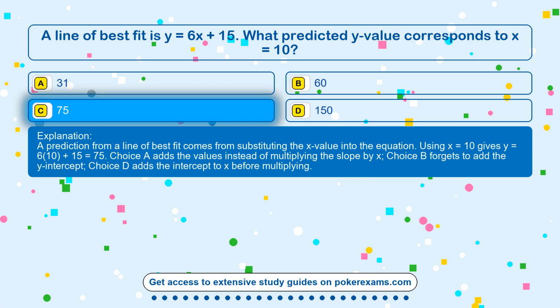A prediction from a line of best fit comes from substituting the x-value into the equation. Using x equals 10 gives y equals 6 times 10, plus 15, equals 75. Choice A adds the values instead of multiplying the slope by x, choice B forgets to add the y-intercept, choice D adds the intercept to x before multiplying.